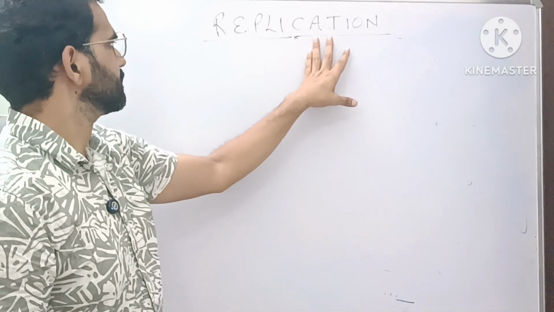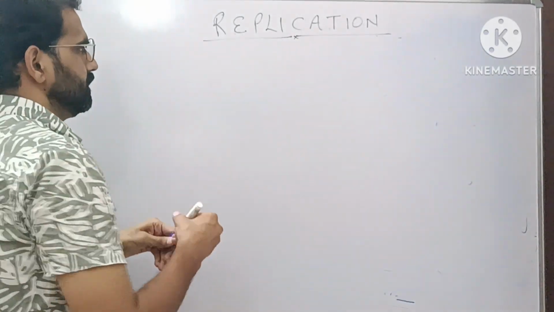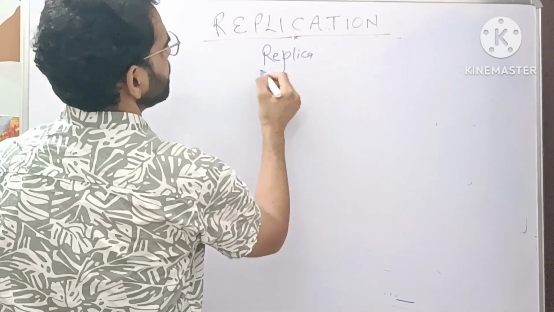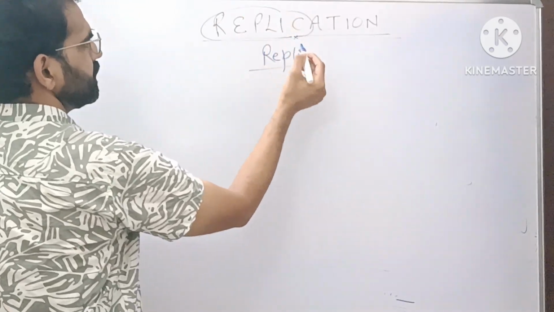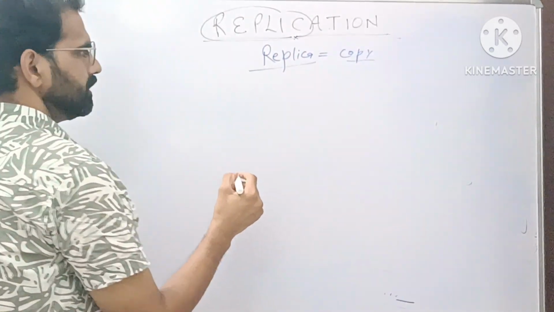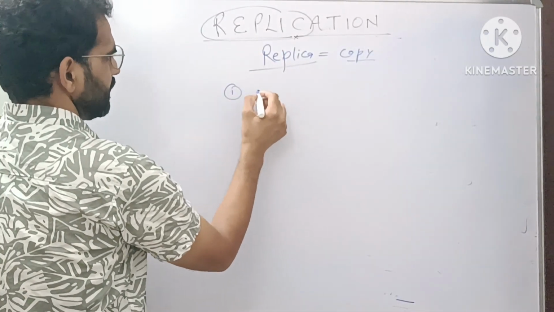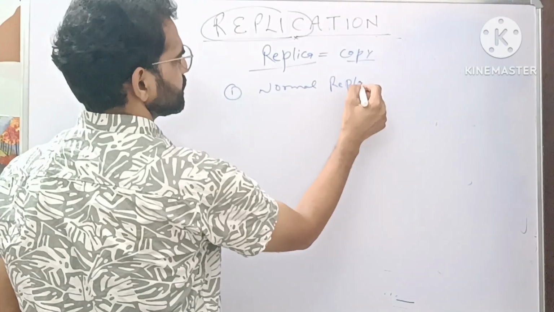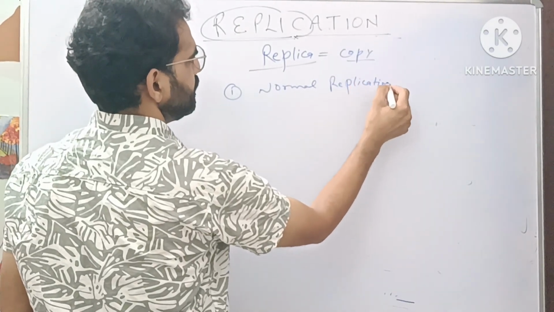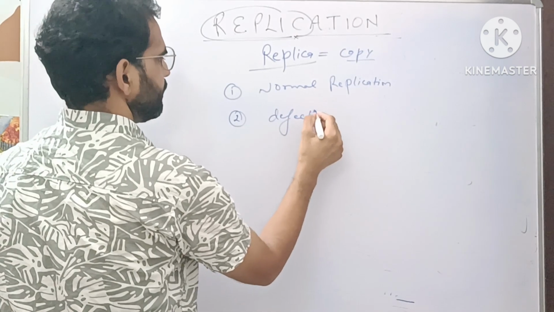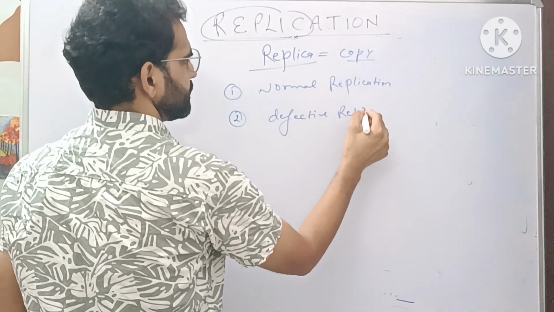Next topic is replication. As you know, the term replica means copy. So replication is of mainly two types. One is normal replication and one is abnormal or defective replication.